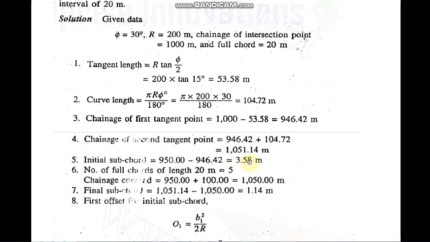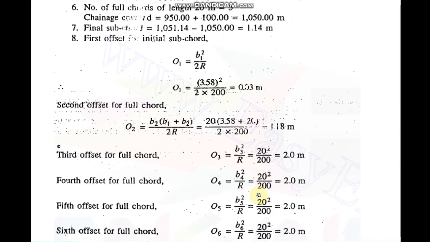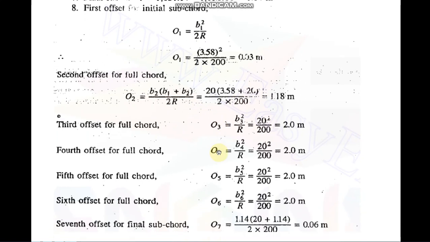We have to calculate the offset for B1. B2, B3, B4, B5, B6: these 5 chords are 20. The length of these 5 chords is 20 meter, and the length of the final subchord is 1.17 meter. So likewise, we have calculated O1 by the formula B1 square upon 2R. Similarly, O2 as per the formula. Similarly, O3, O4, O5, O6 by this formula. And the last offset, that is O7, we have calculated by the formula.